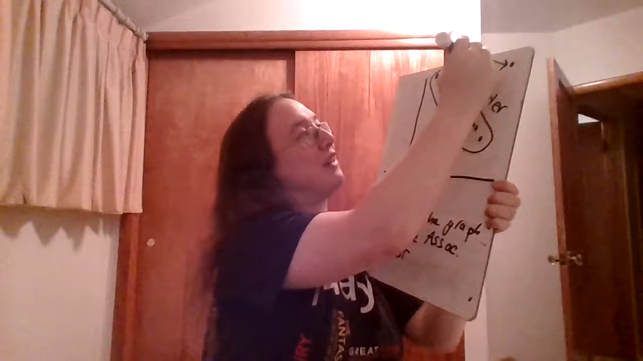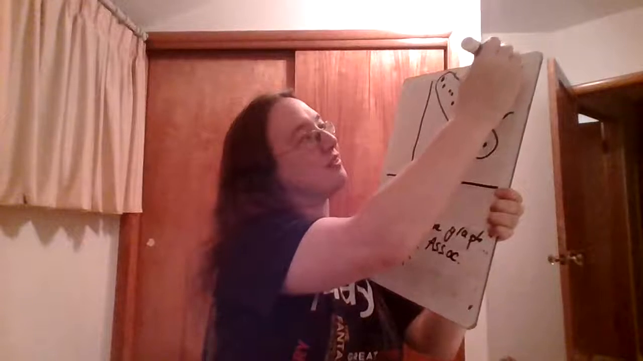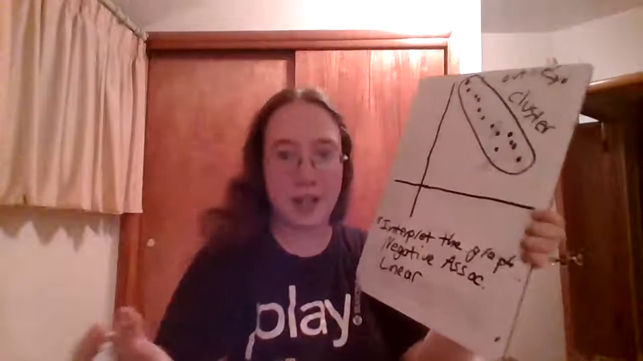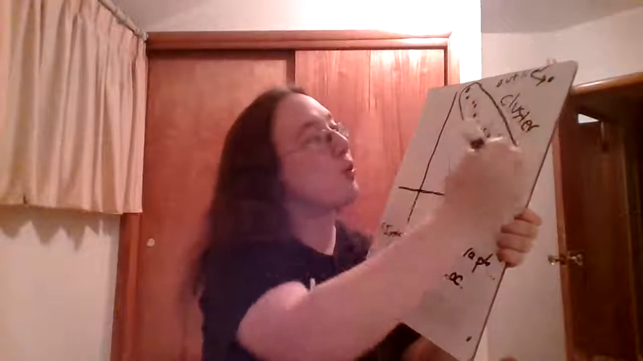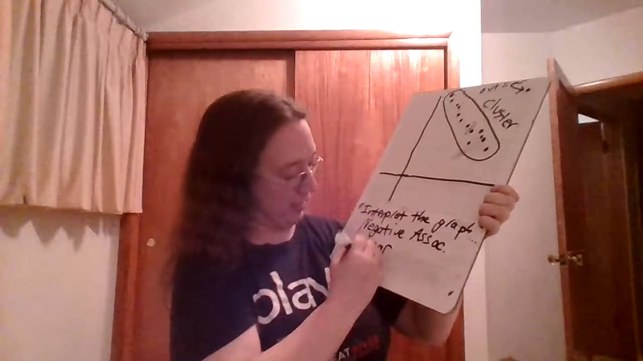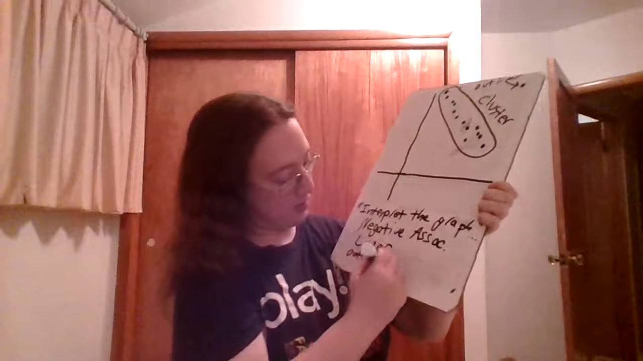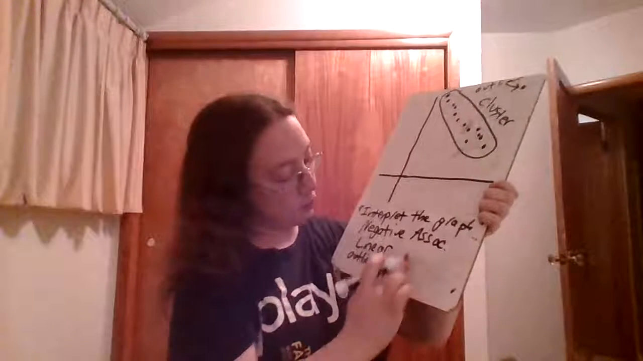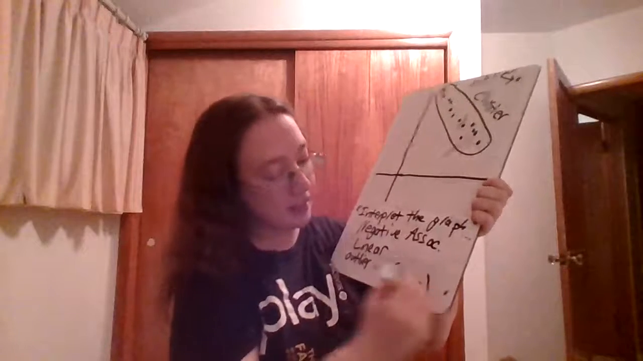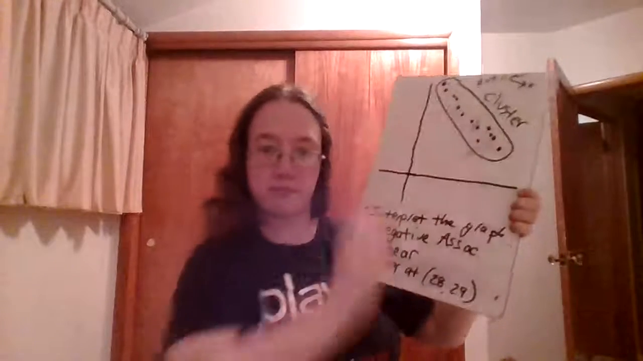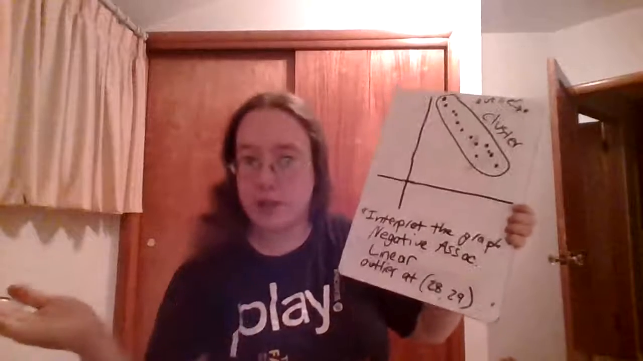So you can either draw a little line to it and say, hey, there's my outlier. Or it's a little bit easier to go, okay, I have one outlier and it's at 28.29. So I could say I have an outlier at 28.29. So you can either circle it or write it like that. Either one's fine. I don't care.